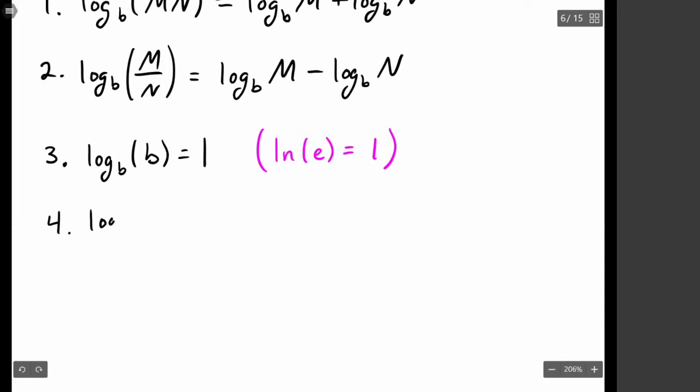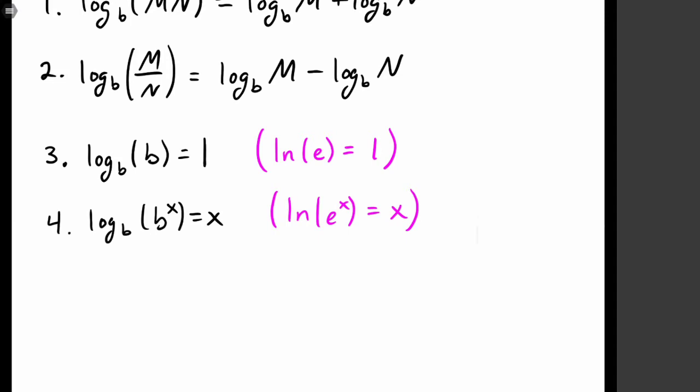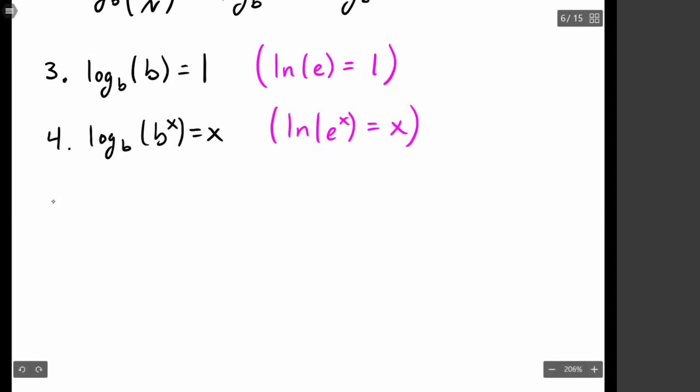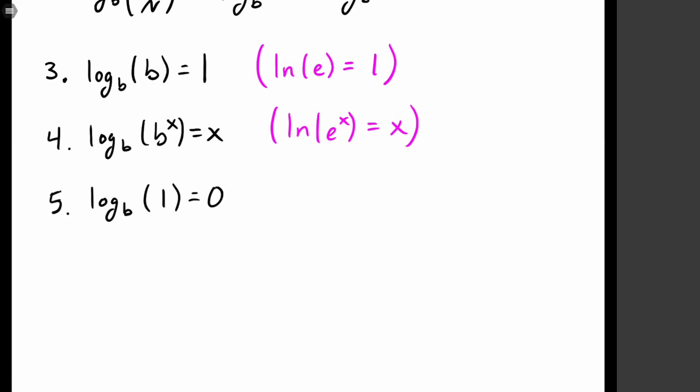Building on that, log base b of b to the x is x. We've talked about this one already. But just a reminder that the corresponding property for ln is that ln of e to the x equals x. This is something you're going to use a lot. Another important thing is, what if we do log base b of 1? Well, that's 0, because b to the 0 power equals 1. And this would be true for ln as well. ln of 1 equals 0.